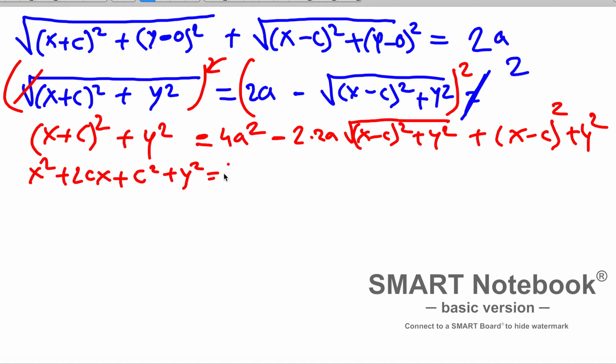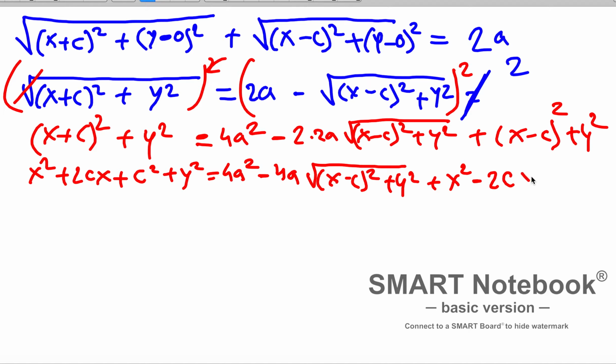So let me write here 4a squared, and this one I can do nothing, but here 2 times 2 is 4a, so this is 4a, this is good. And everything here stands the same, the radical of x minus c squared plus y squared. But on the other hand, what we are expanding here is going to be plus x squared minus 2cx plus c squared and plus y squared.